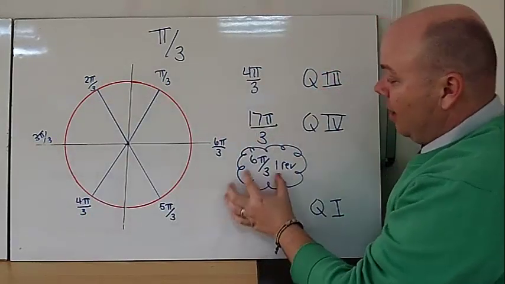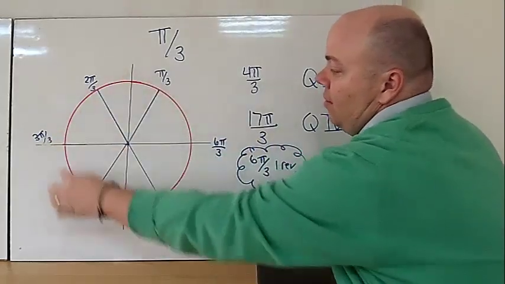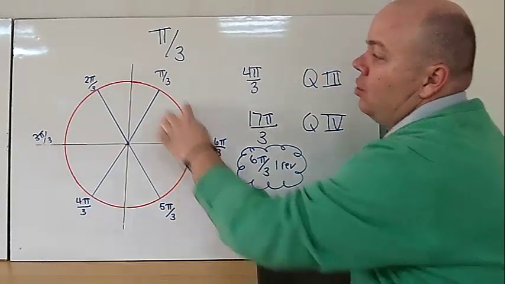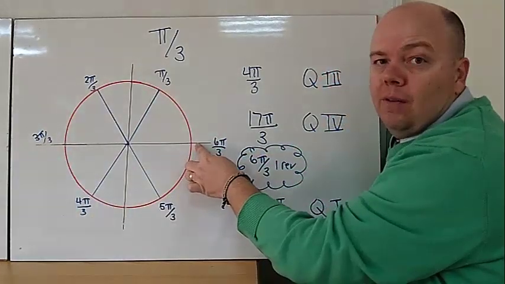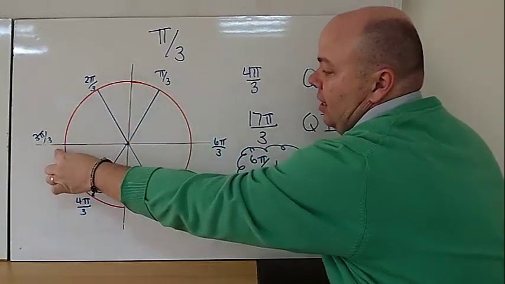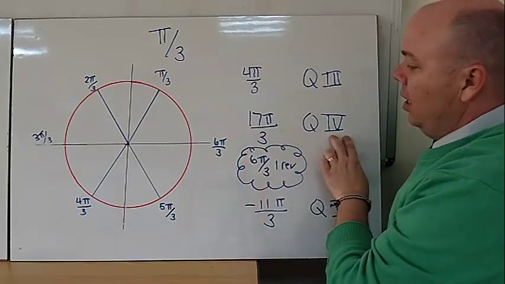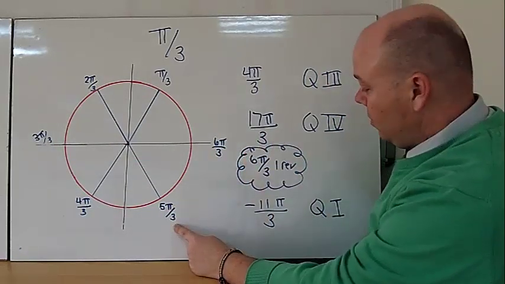17 pi over 3, again I'm thinking 6 pi over 3 is 1 revolution. 12 pi over 3 would be 2 revolutions. 13, 14, 15, 16, 17. So I put 17 pi over 3 in quadrant 4.